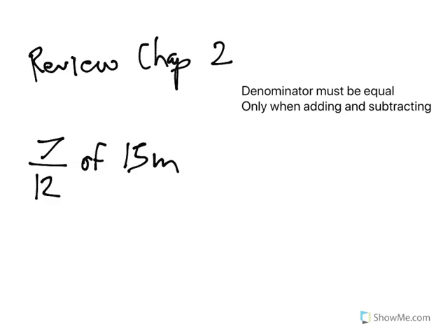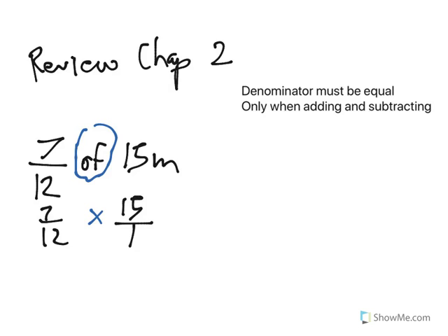So this is a review of Chapter 2, and this is actually 2B. Okay, so we have 7/12 of 15. What does "of" mean? Of means times. So basically this means 7 over 12 times what? Times 15 over 1.